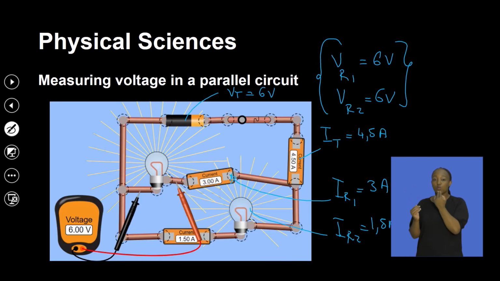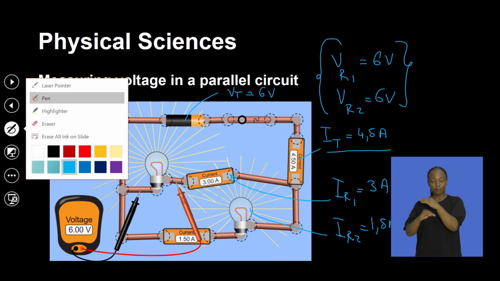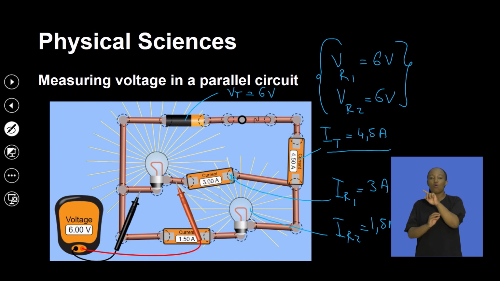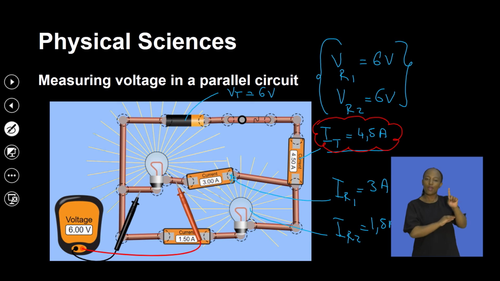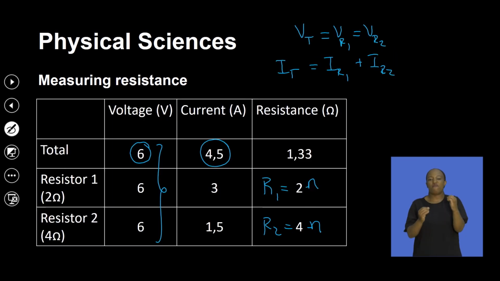Okay, so the total current is actually equal to 4.5 amperes. That's our total current, okay? Now, that total current is split between R1, which is 3 amperes, and R2, which is 1.5. So if you add those two, they give you the total current in the circuit, right?